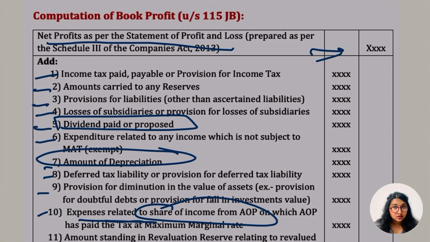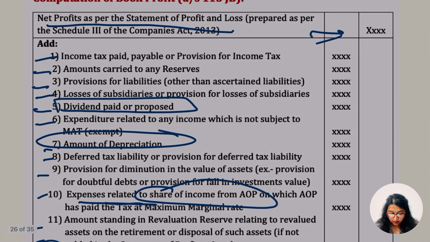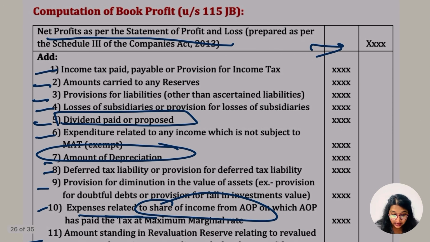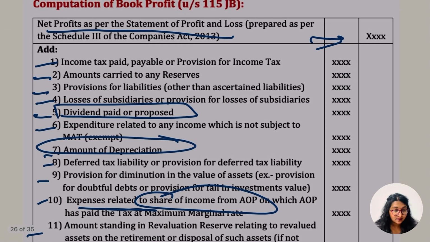How we are going to compute book profit as per 115JB. This says how we are going to add back things and deduct things. Net provision is to be added back, remember? And there are some other provisions to be added: income tax paid or payable or the provision, amount carried to any reserve, provision for liabilities other than certain liabilities. There is one point in this illustration about certain and uncertain liabilities, in which case we are going to take the difference.